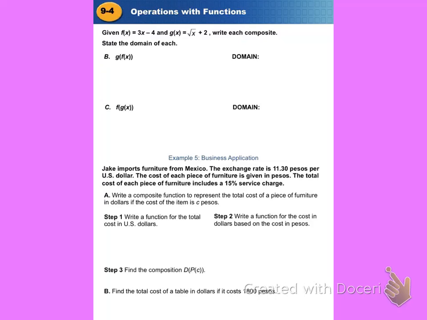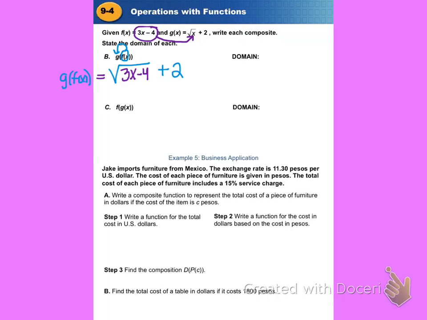So let's see, g of f of x. What this is saying is, take f of x, this function right here, and wherever you see x in the other function, so there it is, substitute in 3x minus 4. So here's that general format of the function. It looks like this. And where x was, now I'm going to put in place of it 3x minus 4.